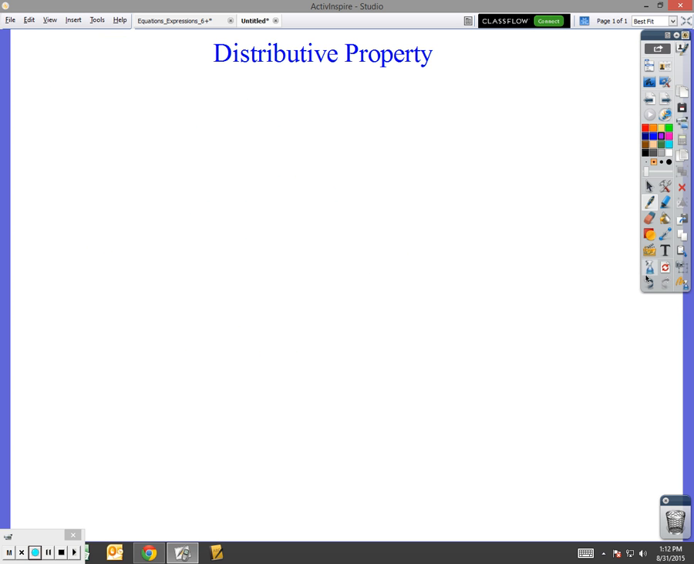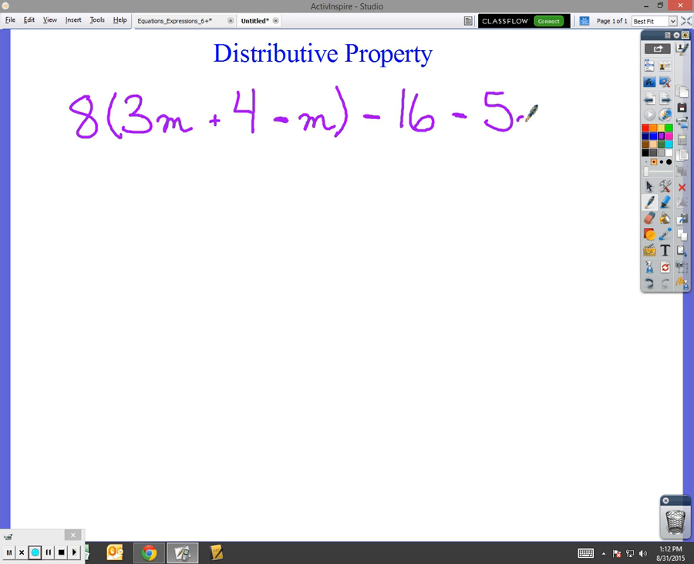If I were to do another one, let's go with 8 times 3m plus 4 minus m, close parentheses, minus 16 minus, let's go with 5m. Okay, this problem here looks a little cumbersome. Not to worry, we can do this.